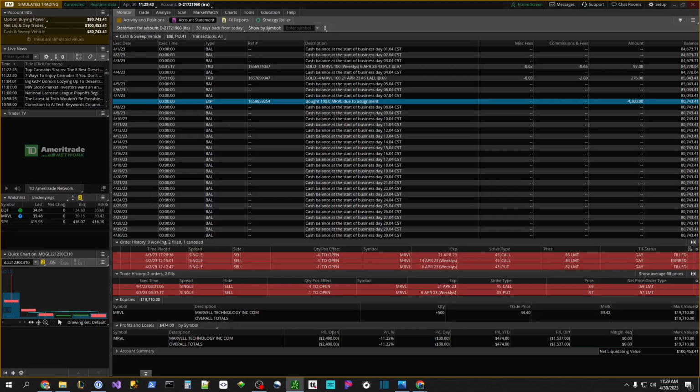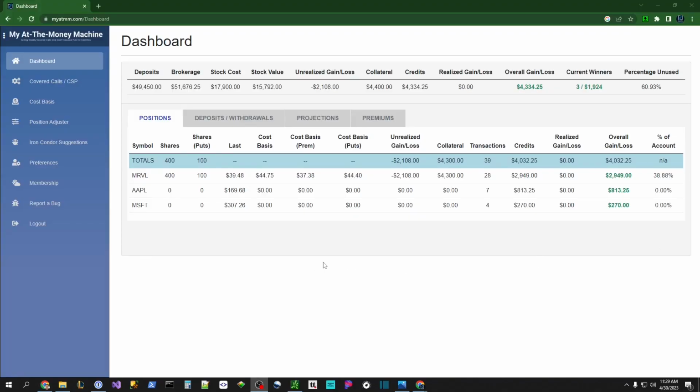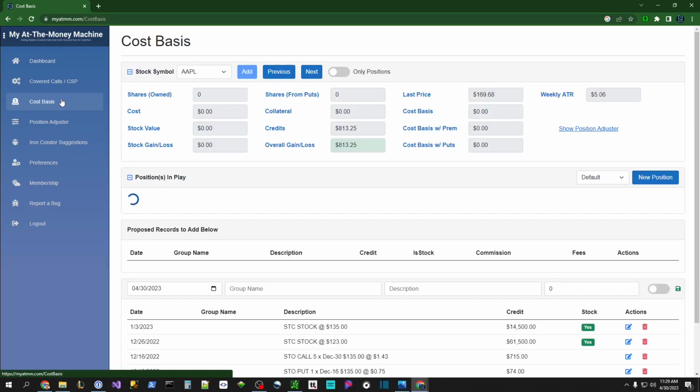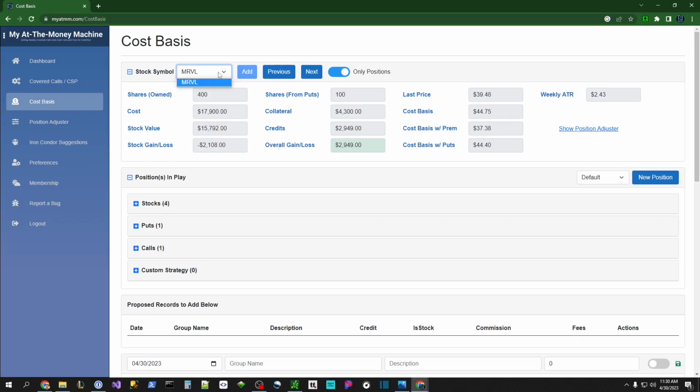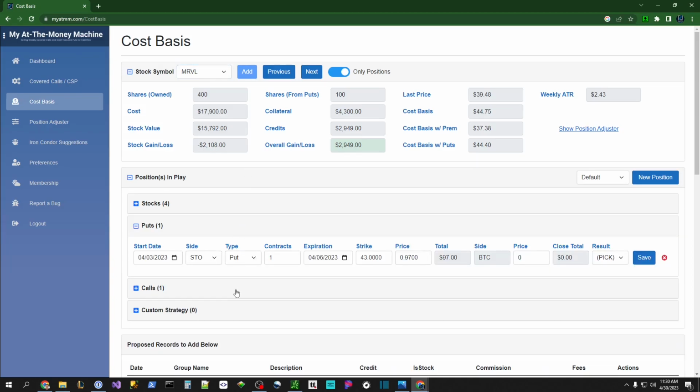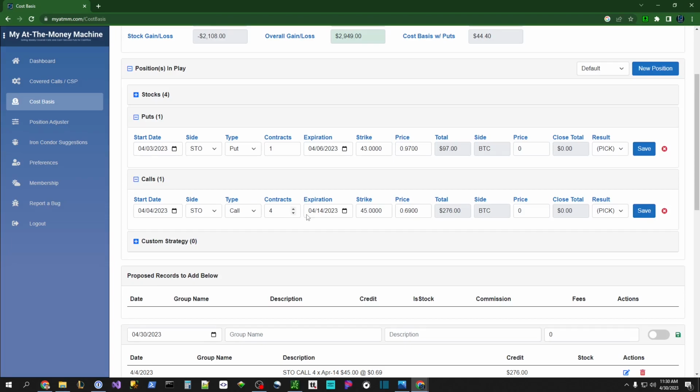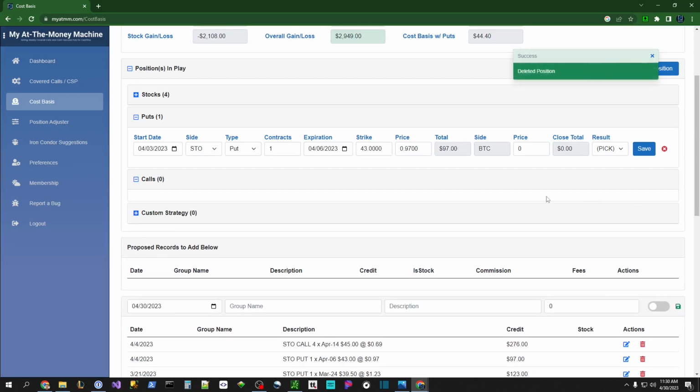Alright, so here we are on the website, myatmm.com. We want to go over to the cost basis screen and filter down by only positions. We only are running Marvell. Originally we had 400 shares and we had 100 shares secured with a put contract. We did have a call, and it expired on the 14th of April, and it expired worthless. So let's go ahead and clear that off and get rid of it.